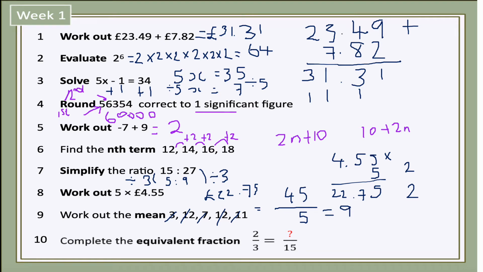Okay, this is question number 10, guys. Complete the equivalent fraction. Well, times the bottom by 5, times the top by 5. So whatever number I multiply by the bottom, I must multiply the top by. Okay, so the question mark is going to be 10. Okay, so 2/3 is equivalent, i.e. the same as 10/15. Okay, so that is my answer for question number 10, guys.